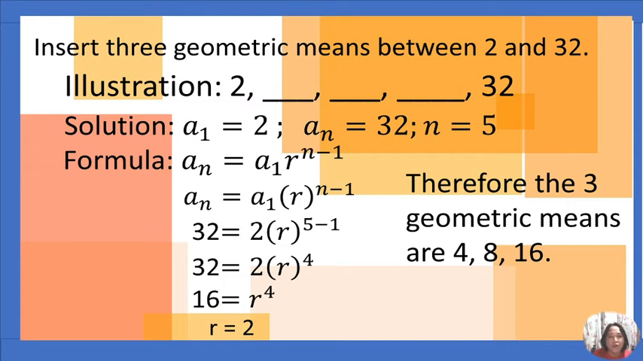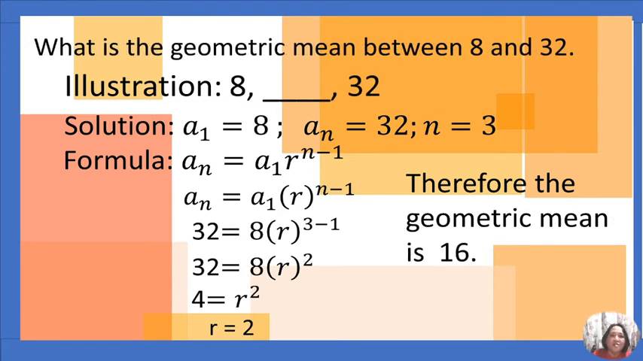So therefore, the common ratio is 2, and we're going to use it to generate the next few terms. So 2 times 2 is 4, 4 times 2 is 8, 8 times 2 is 16, and 16 times 2 is 32. Therefore, the 3 geometric means are 4, 8, and 16.